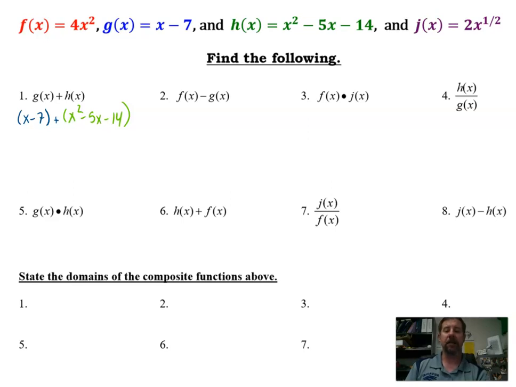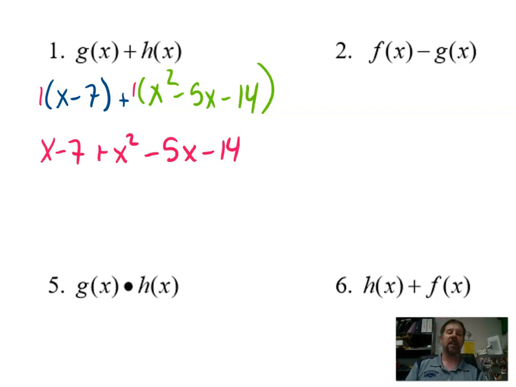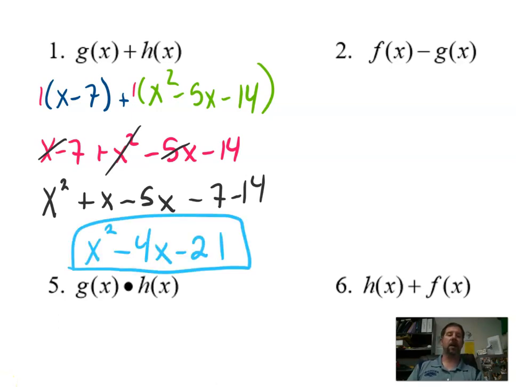Once I plug in for g of x and h of x, my first step is to get rid of the parentheses by distributing the ones that are in front of these, technically. And then I'm going to want to group and combine like terms. Remember, you always want to start with your highest exponent first. So x squareds go first, and then I need my x's. So x minus 5x, and then I'm going to grab my constants, minus 7, minus 14. Make sure you show your work nice, neat, and organized, but our final answer would be x squared minus 4x minus 21 when we have everything combined.